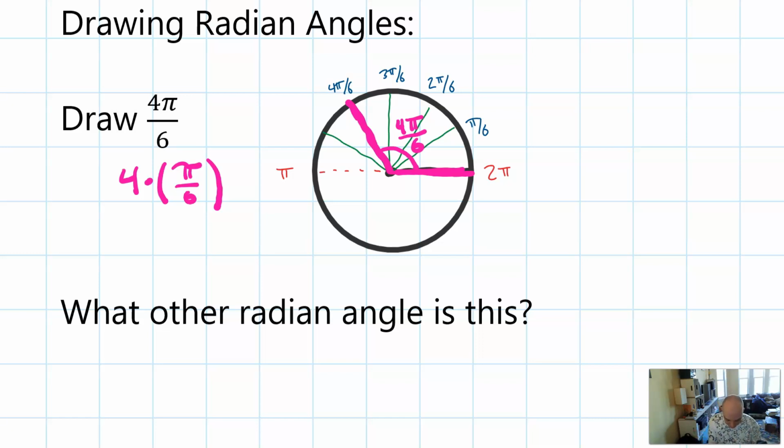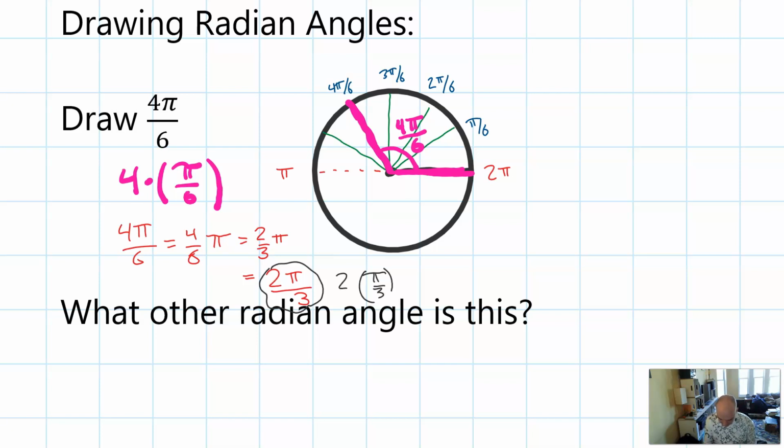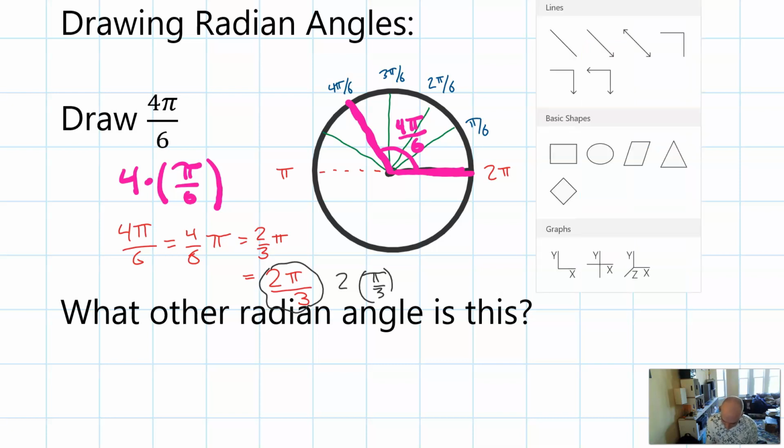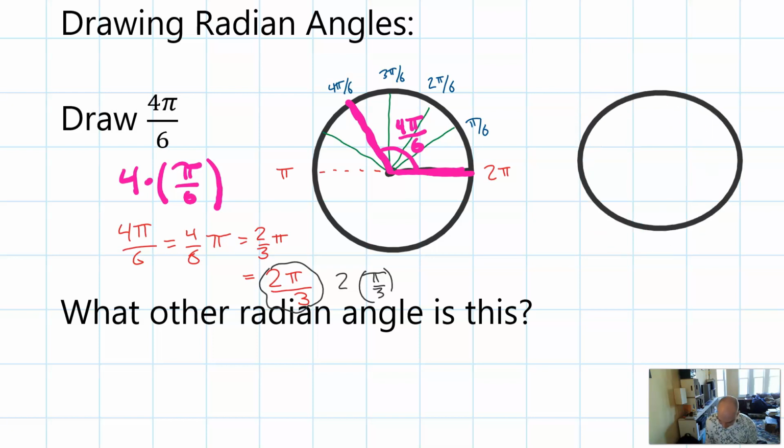Well, you can also play numerically with the fractions. That is, 4 pi over 6 is also the same as 4/6 pi, which is also the same as 2/3 pi, which is also the same as 2 pi over 3. Oh, that makes sense. 2 pi over 3 is the same as 2 pi over 3's. So another way to have drawn this angle, instead of going into sixths, would have been to reduce the fraction.